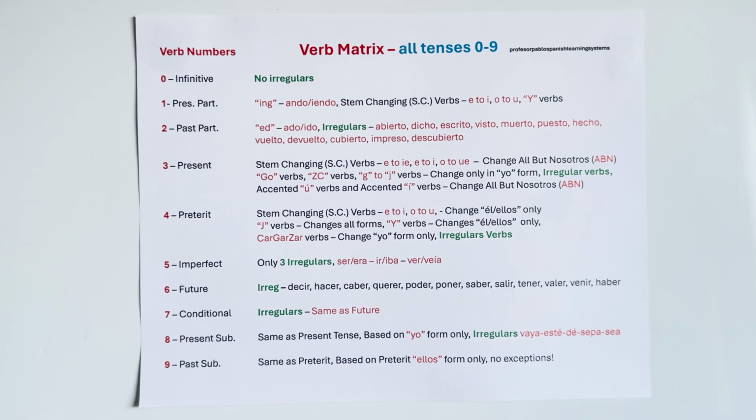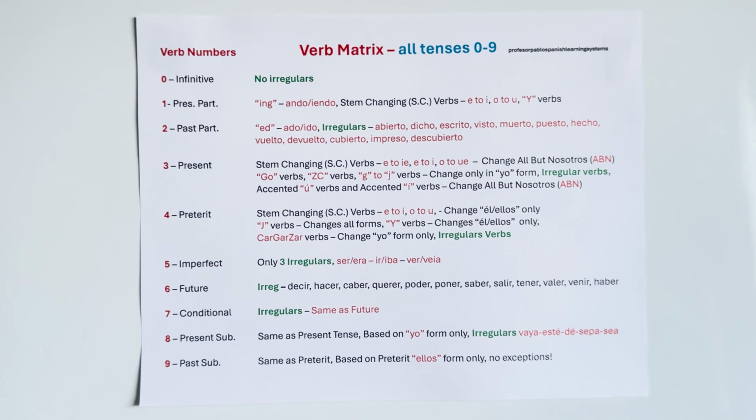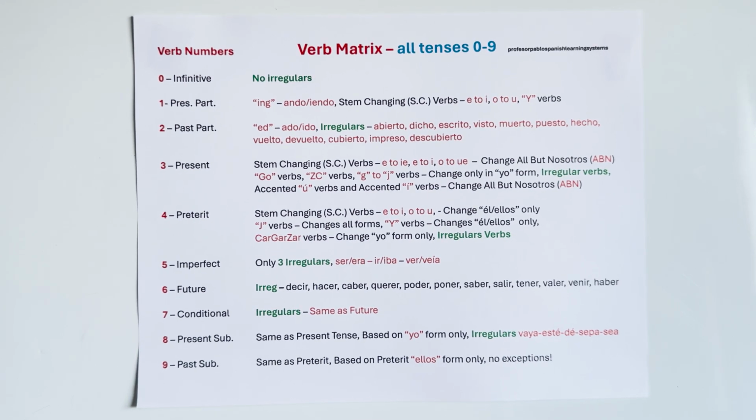Now, the accented U, let's take graduarse. It's reflexive. I graduate would be me gradúo. You graduate, te gradúas. He or she se gradúa. They se gradúan. But the we form, right, it doesn't have the accented U. It's graduamos. Continuar, to continue. Continúo with an accent. Continúas with an accent. Continúa with an accent. Continuamos, no accent. And continúan with an accent.